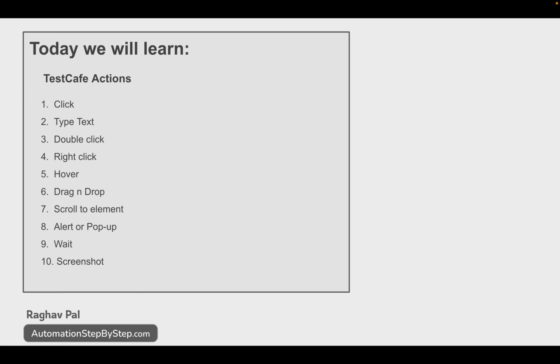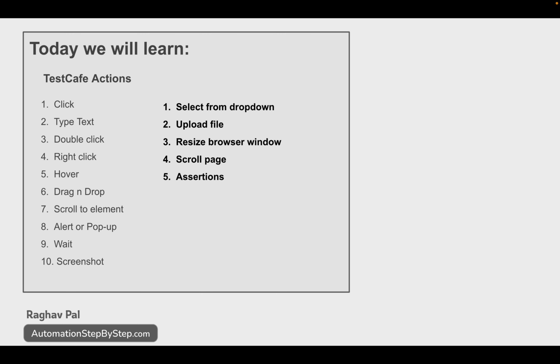And today we are going to see how to select from a drop down, how to upload a file, how do we resize the browser window, how do we scroll on the page, how do we add assertions, and then how do we navigate to a link or a website.